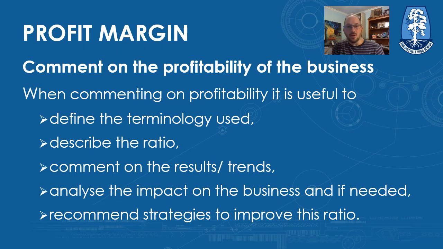When commenting on profitability of the business, what we want to do is define the terminology used, describe the ratio, comment on the results and any trends. Trends must be over 3 accounting periods. We want to analyse the impact on the business and, if needed, recommend strategies to improve the ratio.